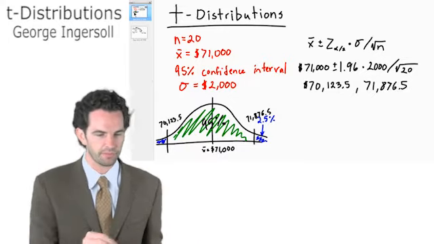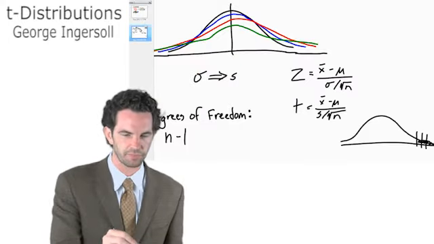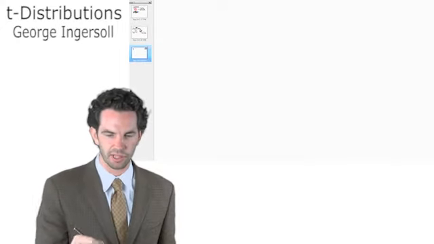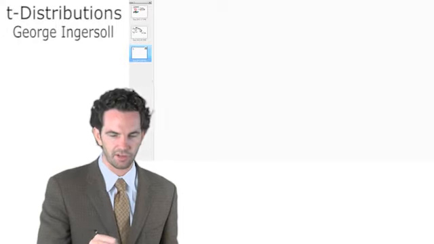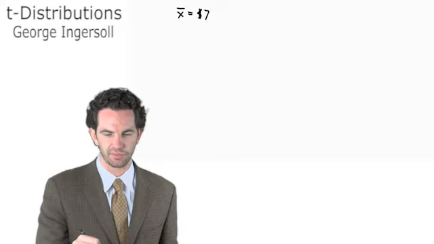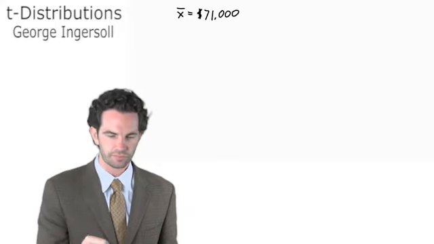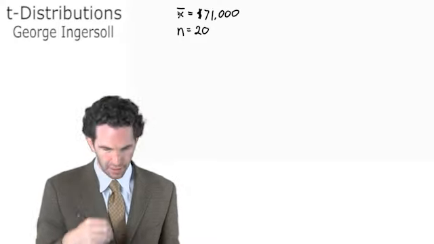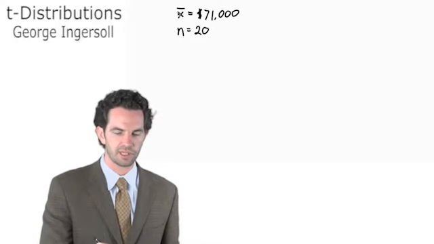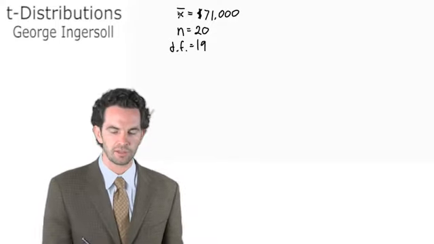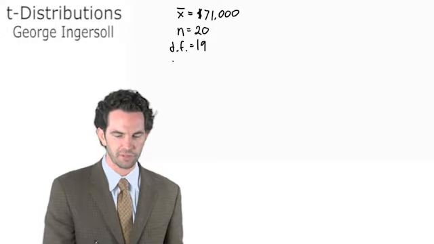Actually, I'm not going to do that. I'm going to open up a new page. All right, so we still have a lot of the same information. Let's see if I can remember it. We have an estimate from the sample, an average from the sample, of 71,000. We have a sample size of 20. And that gives us degrees of freedom of 19. And we want a 95% confidence interval.